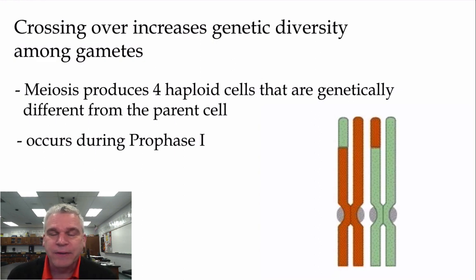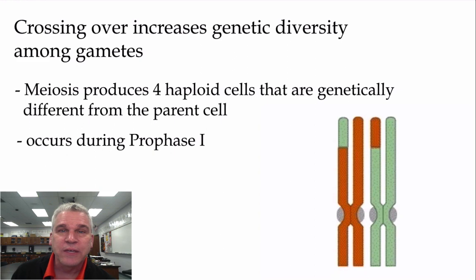Now this can happen, as we see here, on the top of the chromosome. It could happen at the bottom of the chromosome. It could happen in the middle of the chromosome. It could happen once. It could happen twice. It could happen 3 times. It might not happen at all. It's totally random, and it is different for every single paired chromosome.